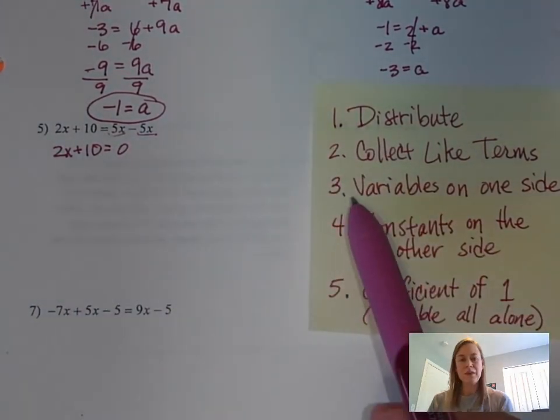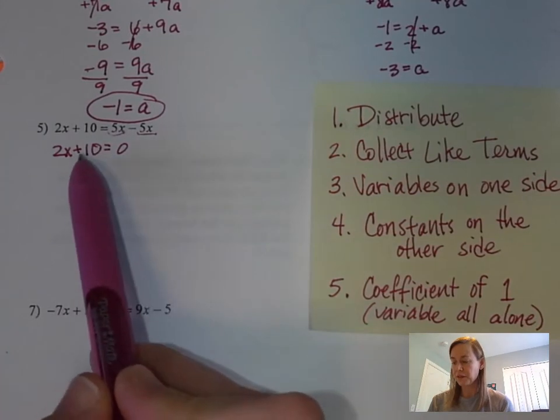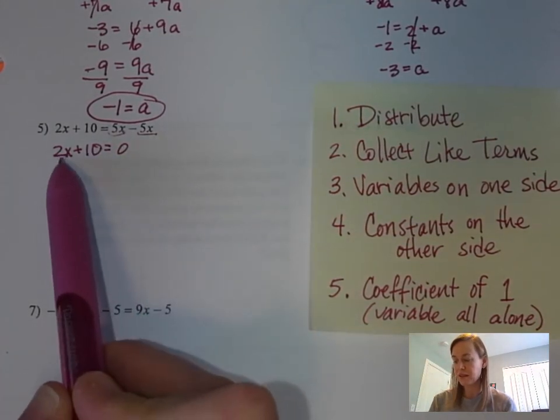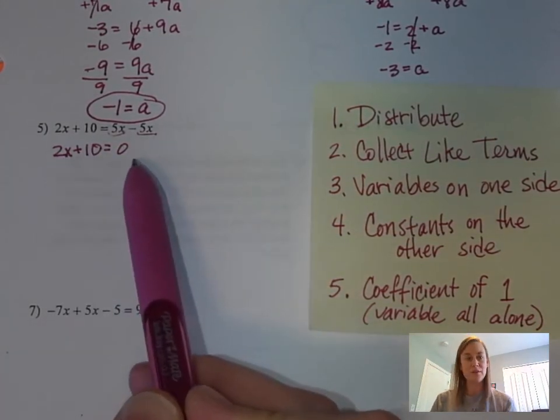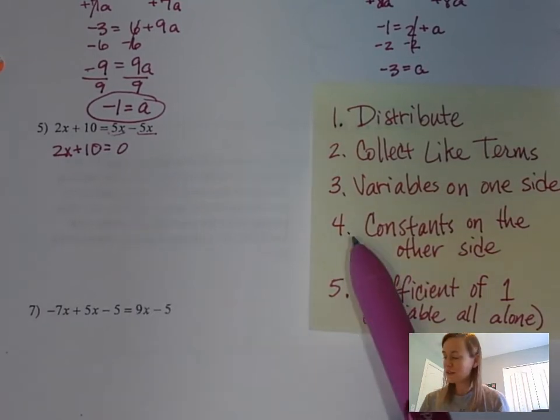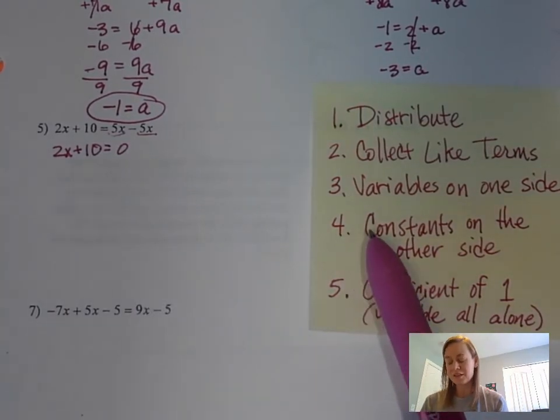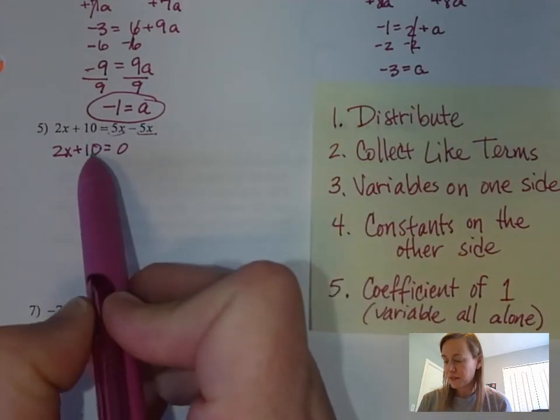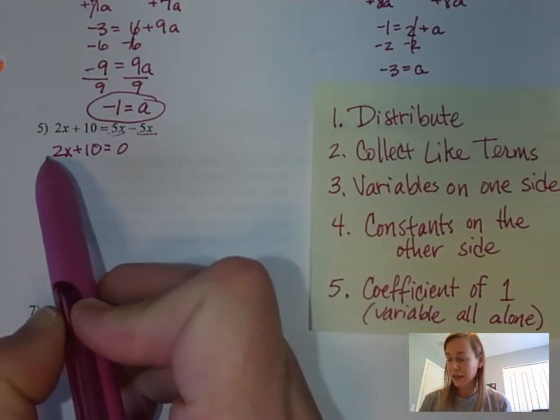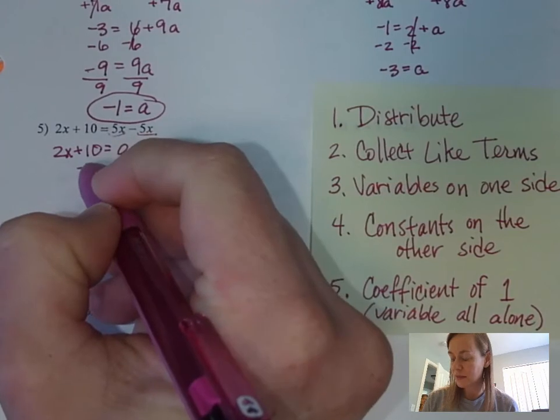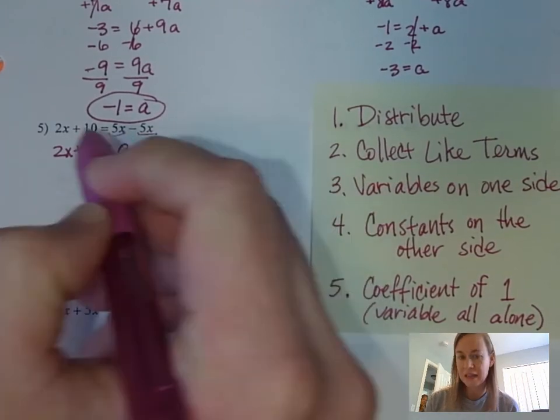Let's go to step 3, variables on one side. Well, look at that. We only have x on the left-hand side. There's no x over here. So yay, we don't have to worry about that step either. Let's go to step 4, constants on the other side. Now we do have a constant over here with our variable, so we want to get rid of it. Go ahead and subtract that from both sides.